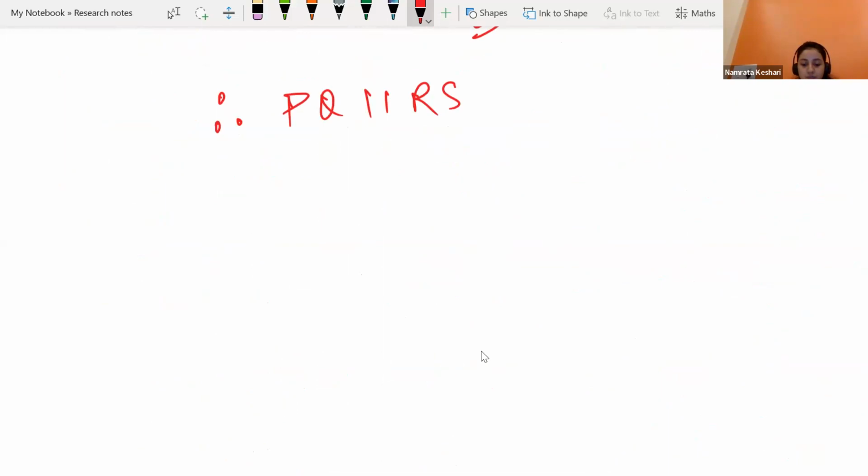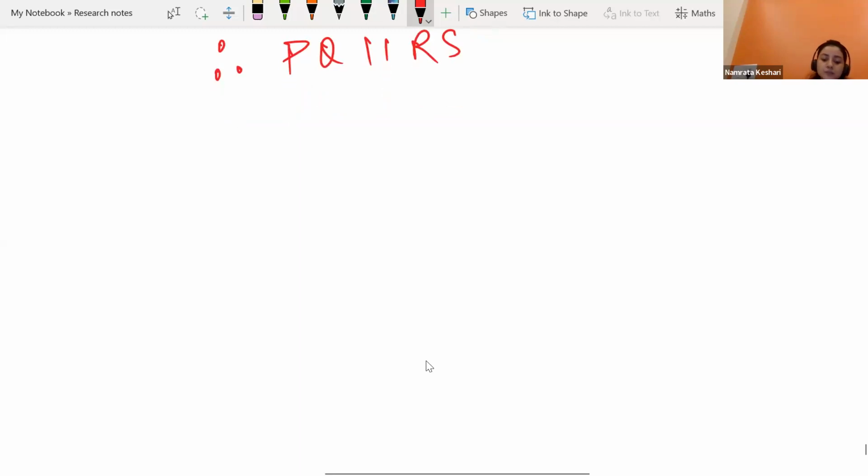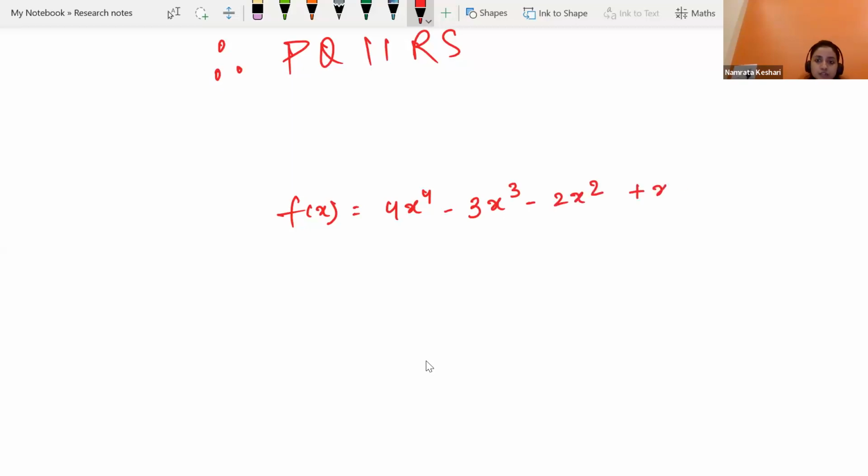Next question. The same worksheet, the seventh question. Find the remainder when f(x) is divided by g(x). f(x) is 4x to the power 4 minus 3x cubed minus 2x squared plus x minus 7, and g(x) is x minus 1.